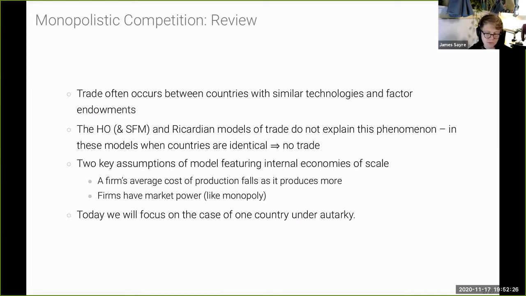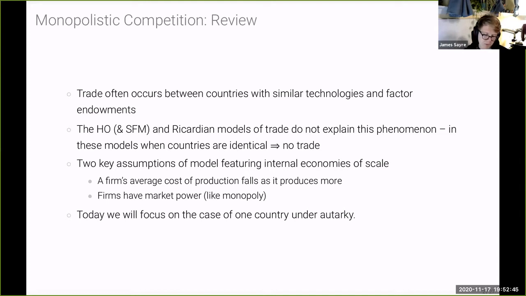But just to give you a little bit of an introduction to the monopolistic competition model before diving into the model and the setup of the model and how to work through all of those assumptions there. Just a little bit of an introduction to the monopolistic competition model.